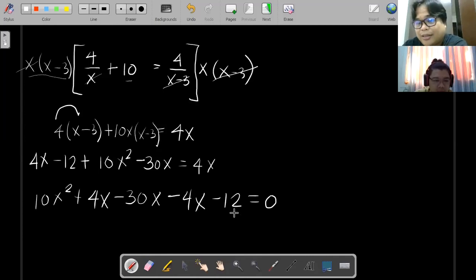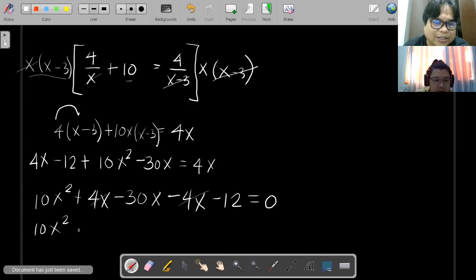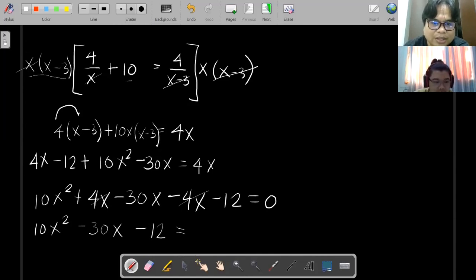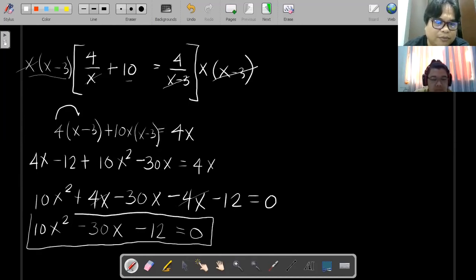10x squared. Is there anything else that has a variable of x to the power of 2? Nothing, right? So this one stays, 10x squared. How about the 4x? There are 3 terms that have a variable of x, so you can combine them all. 4x minus 4x, those two cancel out. All you have left is minus 30x. What else do you have left? Minus 12, the constant, equals 0. After that, you already have the standard form of a quadratic equation. You get it, Paul?